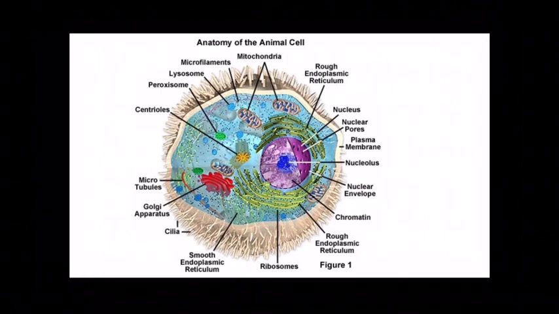Okay, smooth ER, so that's where lipid production is happening. We see the rough ER, we see ribosomes within the membrane of the rough ER, so we have protein synthesis and protein shaping and forming happening there.